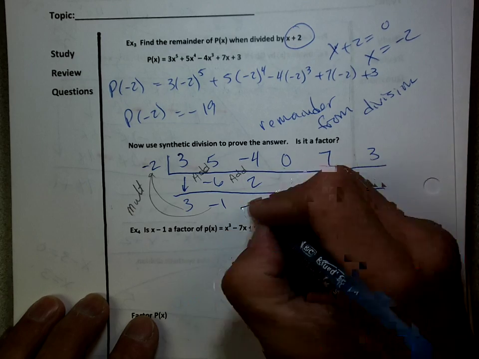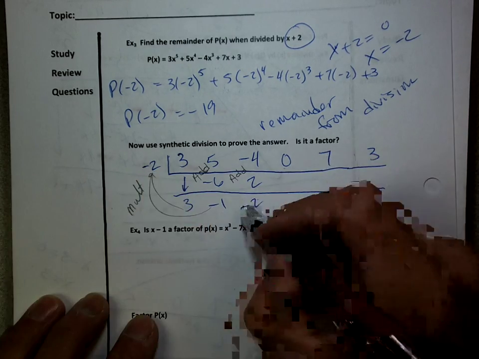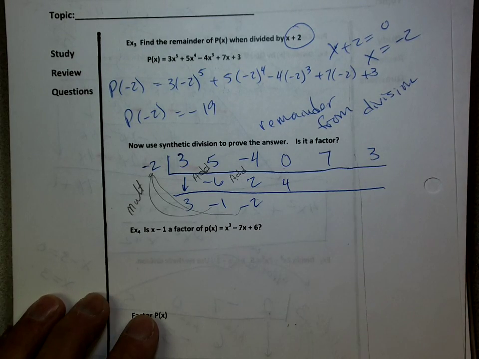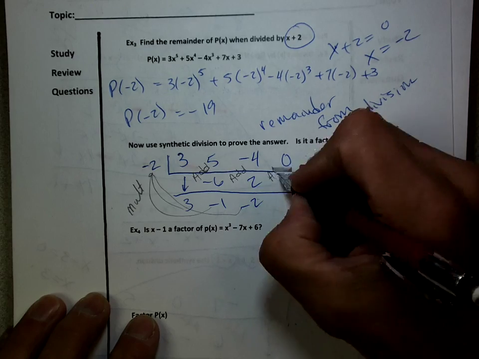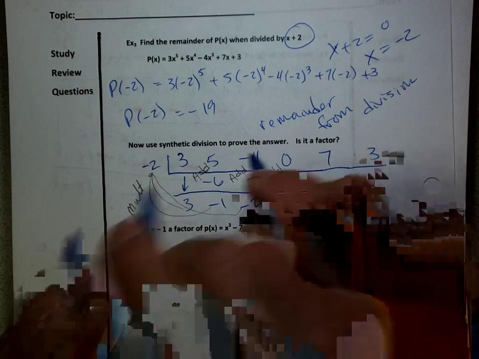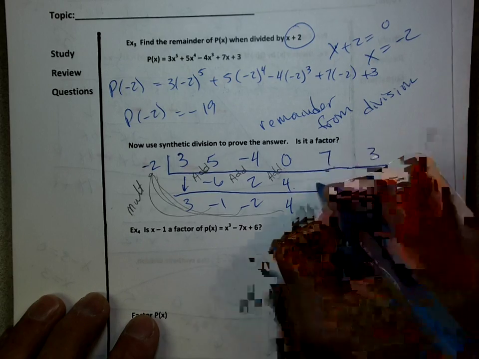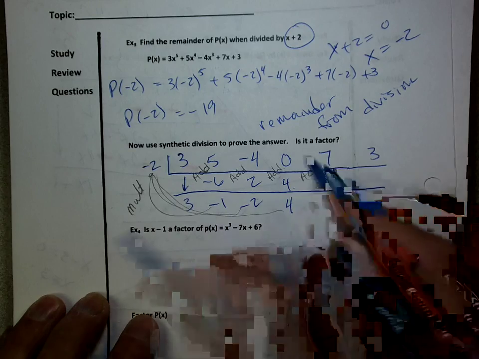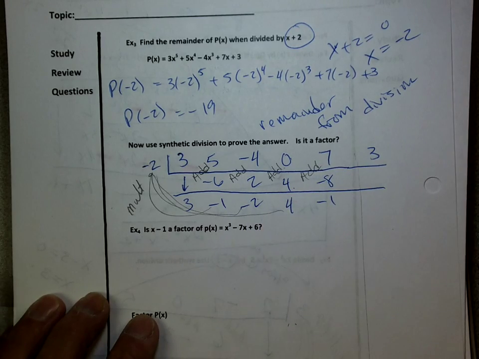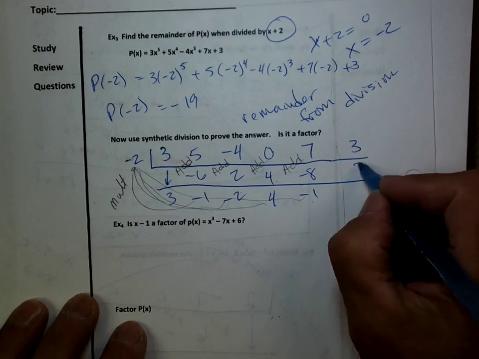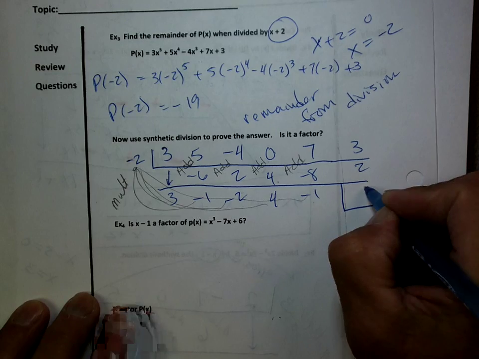Negative 4 times 2 is a negative 2. Then multiply. Negative 2 times negative 2 is a positive 4. Then add. 0 plus 4 is 4. Then multiply. 4 times negative 2 is a negative 8. And again, add. 7 and negative 8 makes a negative 1. One more time, multiply. Negative 2 times 1 is a positive 2. And then your remainder is 5.